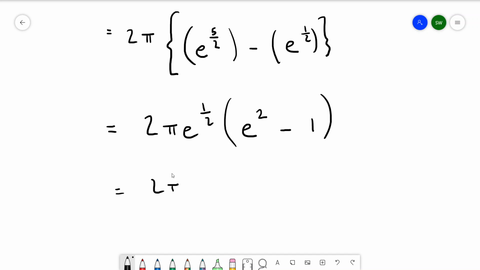So we're going to have 2 pi, and then they wrote e to the power of a half as root e. And that's what we wanted to show.